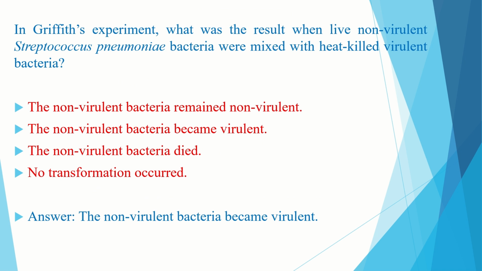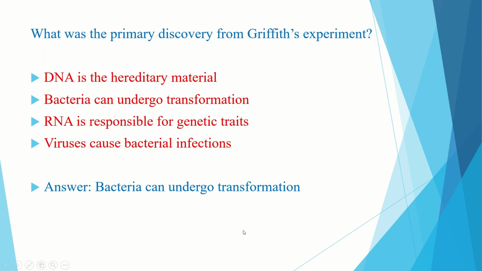In Griffith's experiment, what was the result when live non-virulent Streptococcus pneumoniae bacteria were mixed with heat-killed virulent bacteria? The non-virulent bacteria remained non-virulent. The non-virulent bacteria became virulent. The non-virulent bacteria died. No transformation occurred. The answer is non-virulent bacteria became virulent.